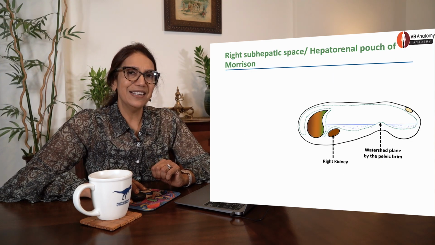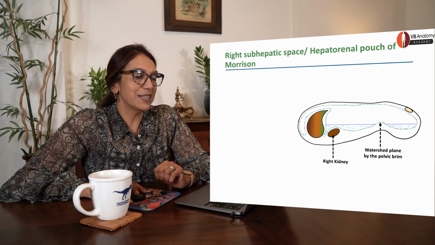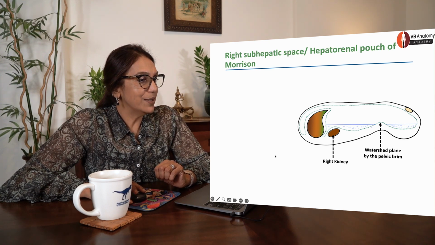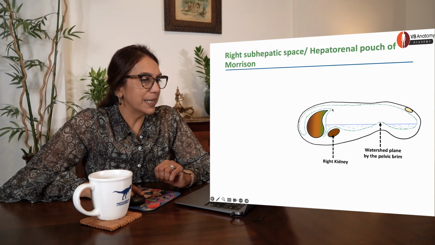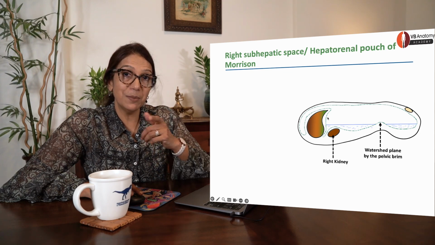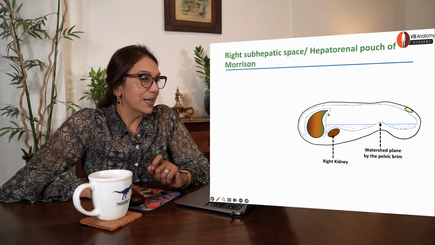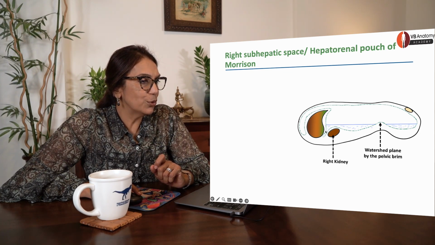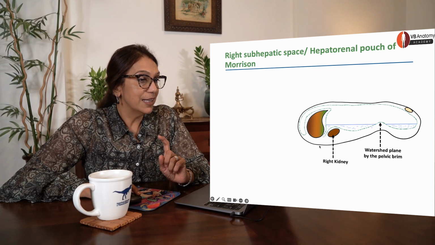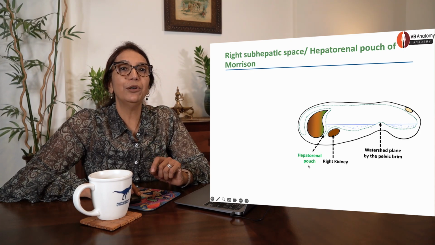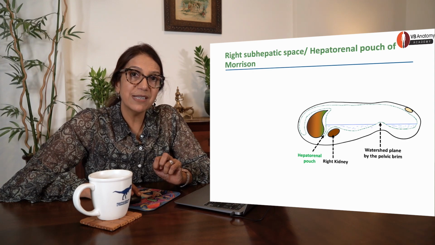So now take a look. This is really lovely. I hope you enjoy it as much as I do. See how the liver is covered by peritoneum completely. This is the inferior border. Of course, patient is lying down in this case. And you can see how a pouch of peritoneum is extending between the liver and the right kidney. This pouch is called the hepatorenal pouch of Morrison.